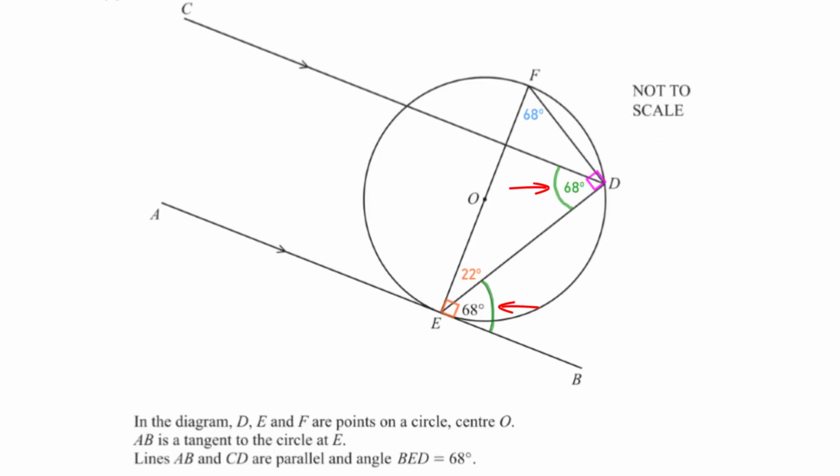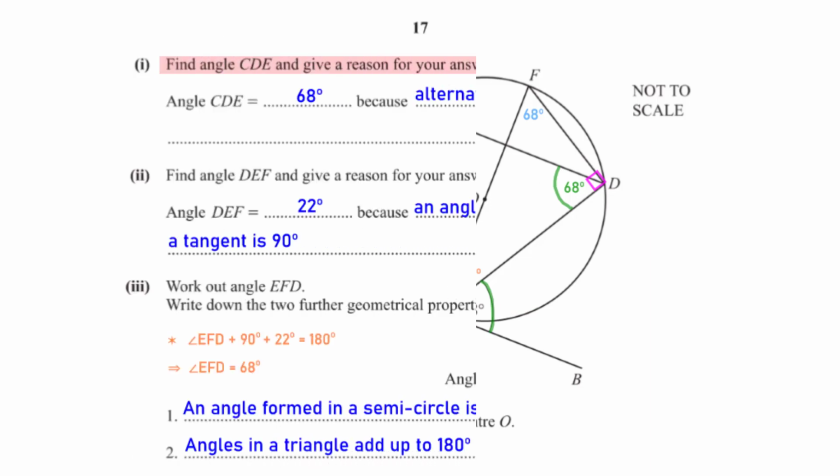These two are alternate angles. Alternate angles are equal, so angle CDE is 68 degrees.